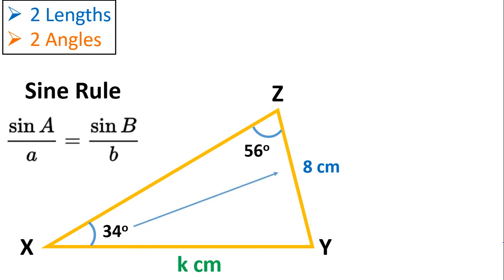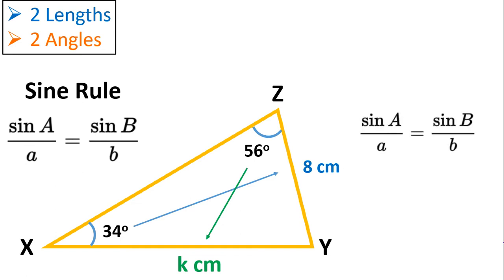So which one's my angle A? I could take angle A as 34, or I could take it as angle B as well. It doesn't really matter which one you take as your A and your B, but you need to understand that whichever angle you're taking, the length right opposite to that becomes your small a or your small b. So if I'm taking my 34 as angle A, then the small a is 8 centimeters. And if I'm taking the 56 as my angle B, then the length right opposite to that, which is k centimeters, becomes my small b.